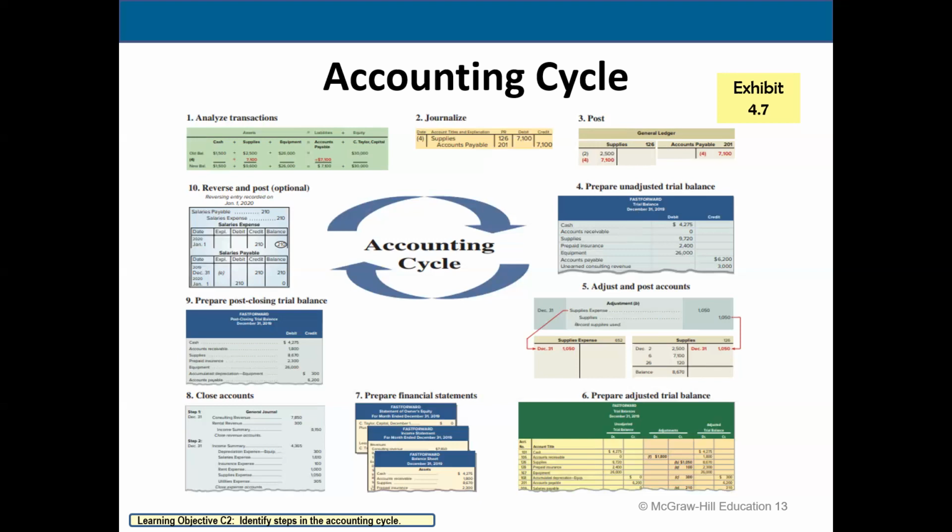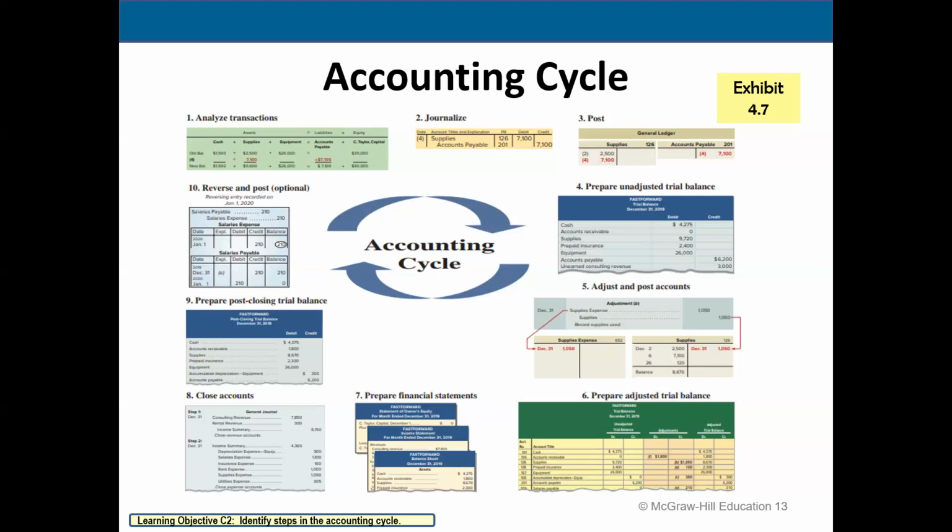Step 5, we adjust accounts that we need to. Remember, we learned all about adjusting for those deferred expenses and deferred revenues and accrued expenses and accrued revenues. If you don't remember that, you can go back and check out that video all over again. It was the long one. If you didn't remember, you probably did.